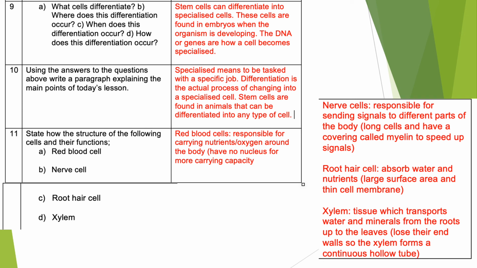Stem cells can differentiate into specialized cells, and these cells are found in embryos when the organism is developing. Okay, and how does it occur? You haven't learned this yet, but there's something called gene expression. All right, so the DNA or the genes inside a cell, like I said, contains the recipe, contains the instructions for how that cell is going to become specialized. So stem cells are kind of like a blank slate, and somewhere along the way, it's given a recipe or a set of instructions that says become a muscle cell or become a blood cell. And then that cell starts to follow the recipe, follow the instructions.